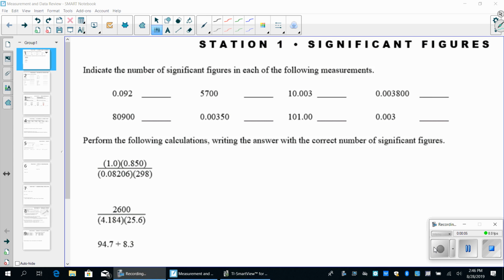All right, today is Wednesday, August the 28th, and this is your unit test review for measurement and data.